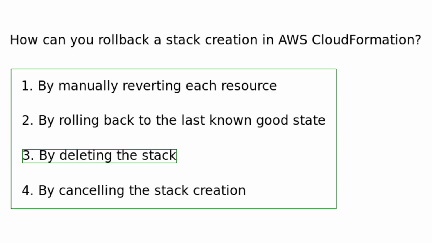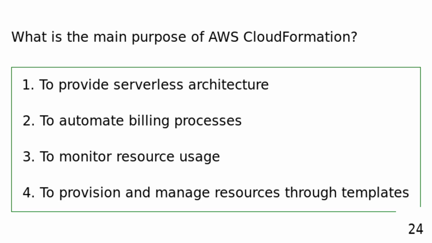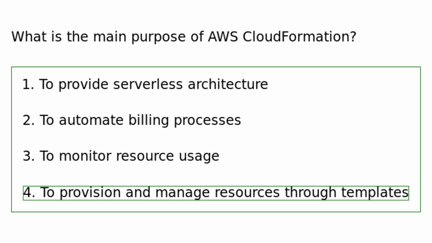the failed operation occurred. What is the main purpose of AWS CloudFormation? To provide serverless architecture. To automate billing processes. To monitor resource usage. To provision and manage resources through templates. The main purpose of AWS CloudFormation is to provision and manage resources in an automated and controlled manner through templates.